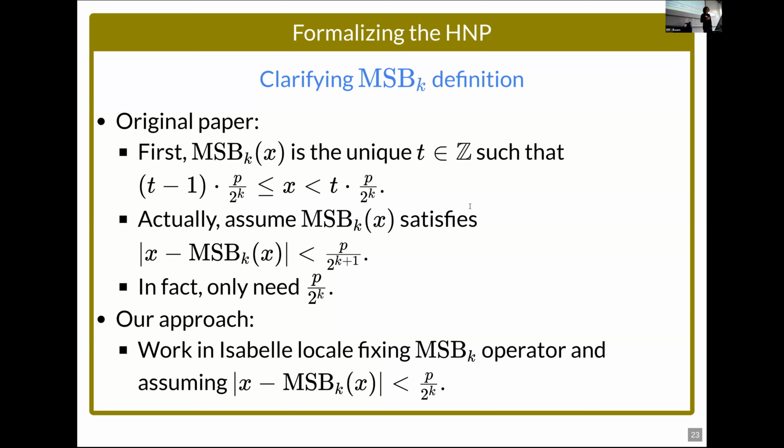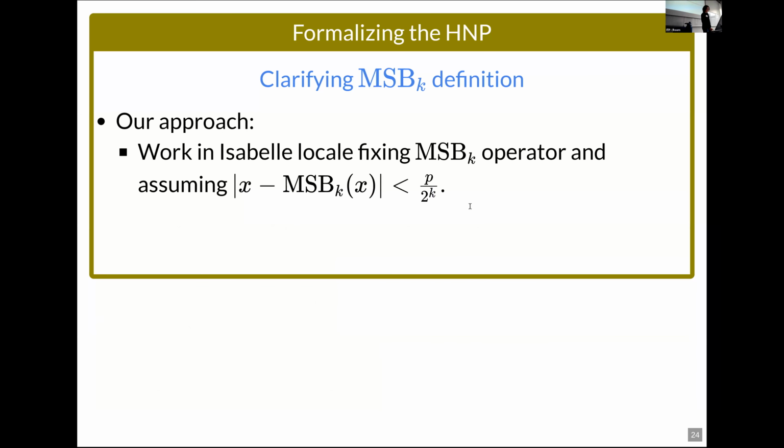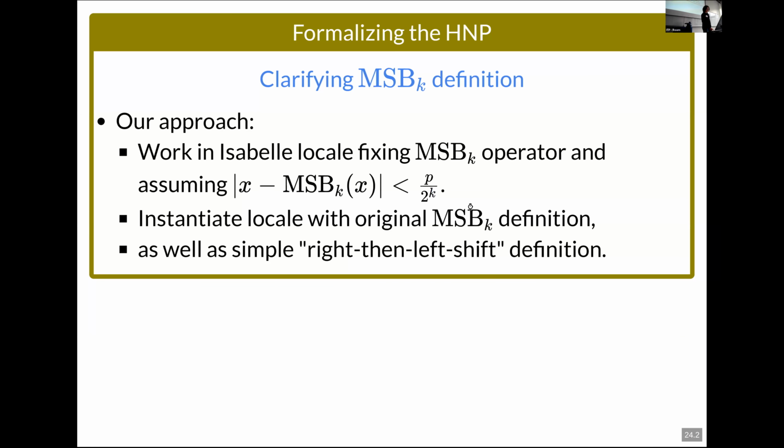So we can work in a locale which fixes this operator and makes this assumption. And then we can instantiate this locale with any definition that we'd like. In particular, we do use the original definition modified to actually fit this inequality, and we also formalize a simple, literal right shift followed by a left shift. And this works as well. So there's no need to introduce a more esoteric MSBK.